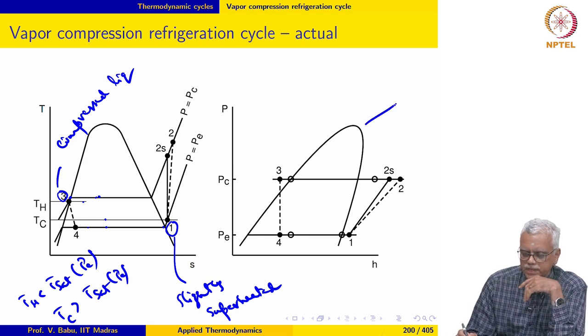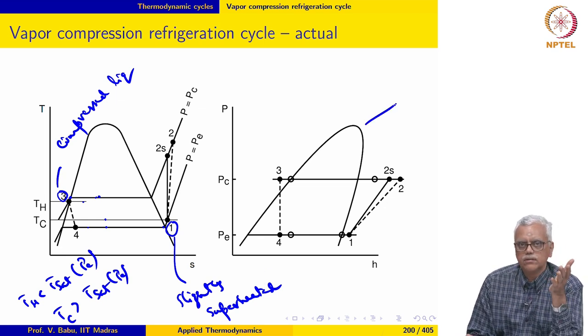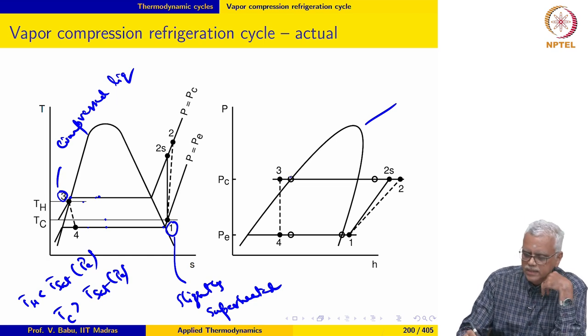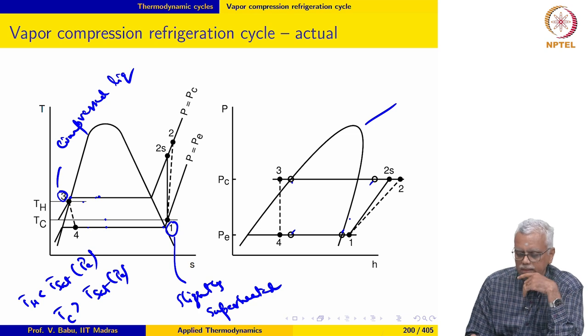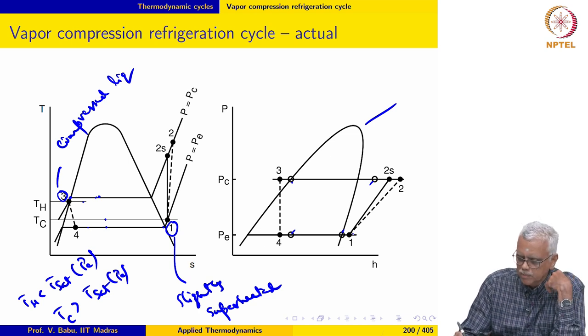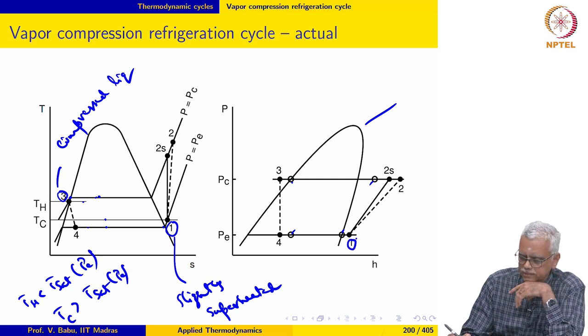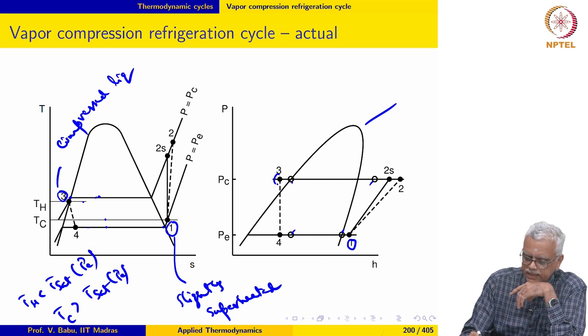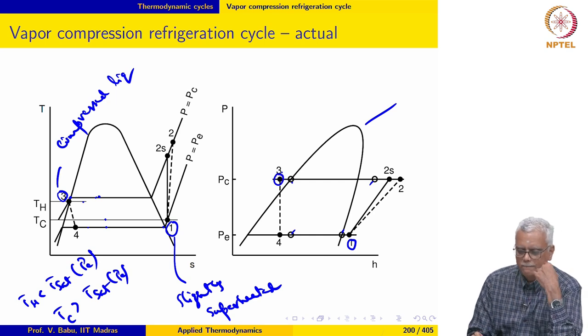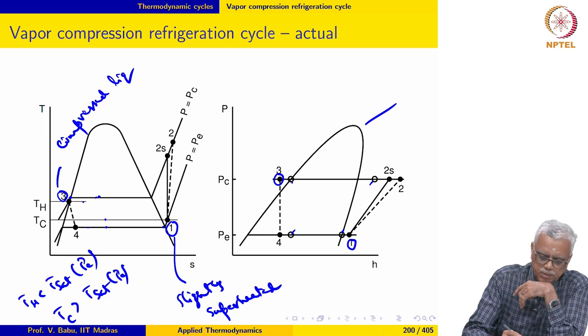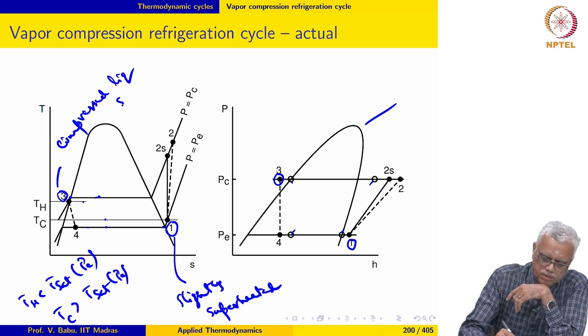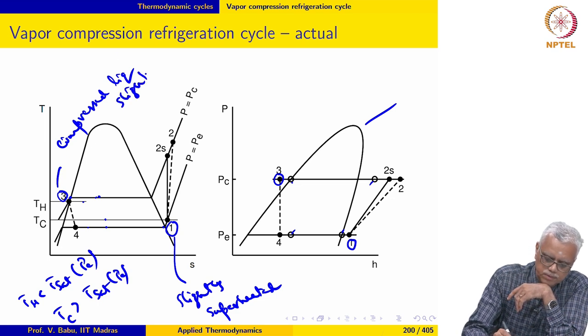So, we see here the actual cycle illustrated on a pH diagram. The open circles indicate the ideal vapor compression cycle, and the actual cycle, as you can see here, is slightly superheated and here it is slightly subcooled. In fact, that may be a better terminology. So, compressed liquid or slightly subcooled.